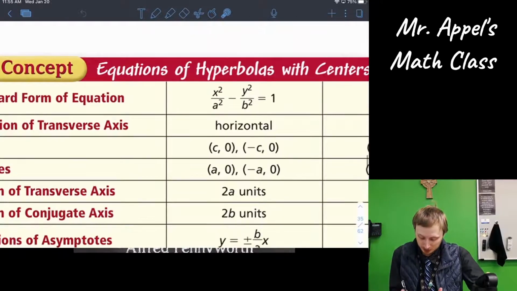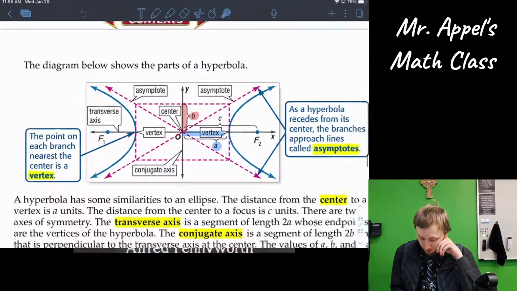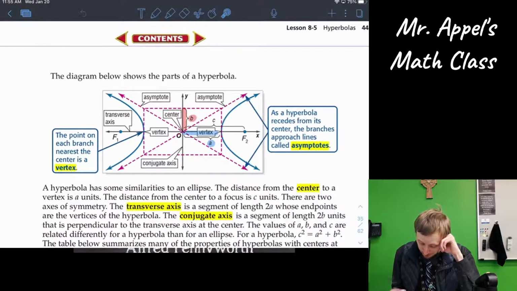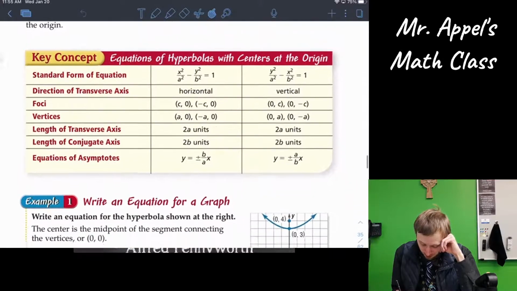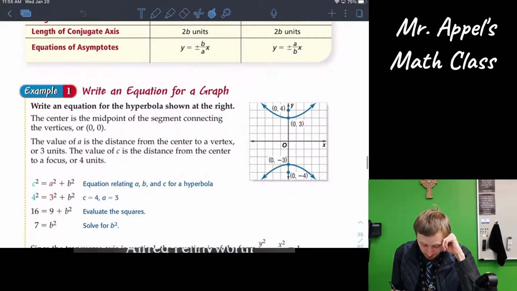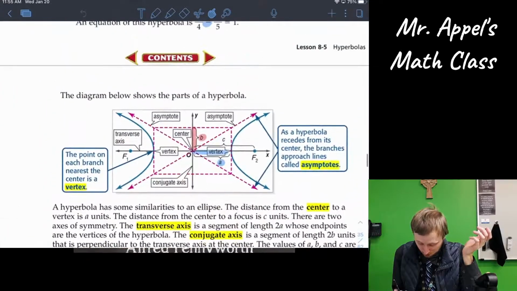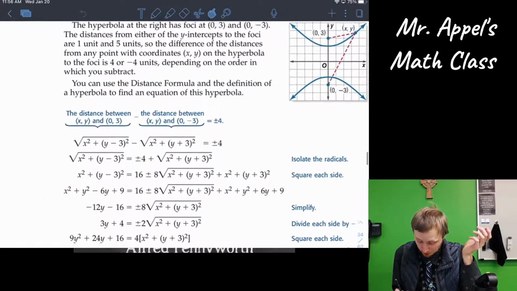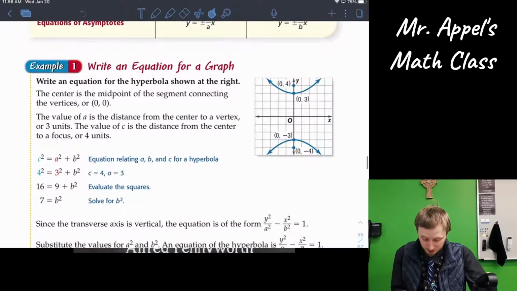Foci is at C, comma 0, but C wasn't in here. Okay, let's go back to the picture. Where is C? C is from center all the way out to the focus. Still doesn't give it to us. Where do they tell us? It's got to be somewhere. I guess it's just in the example here. I was really hoping it would be more explicit in the actual notes there, but based on that distance formula, there you have it, right?